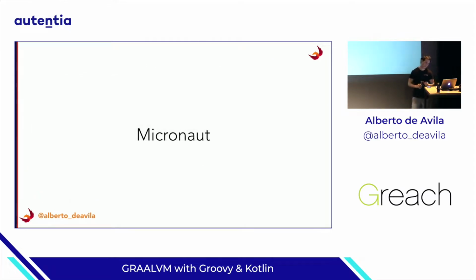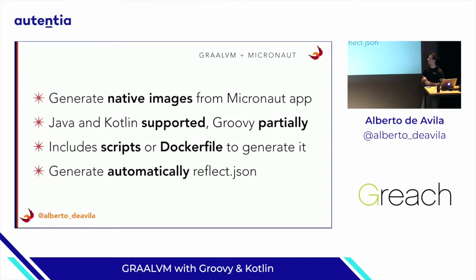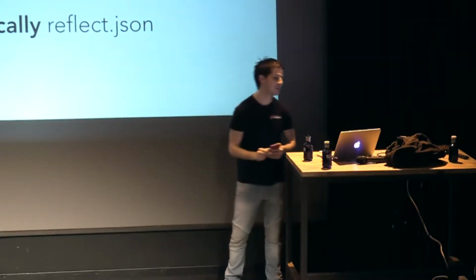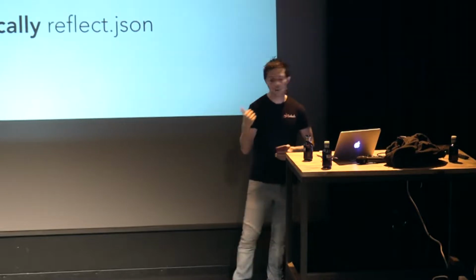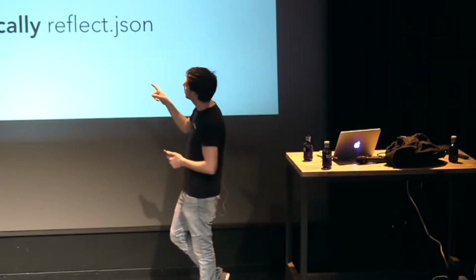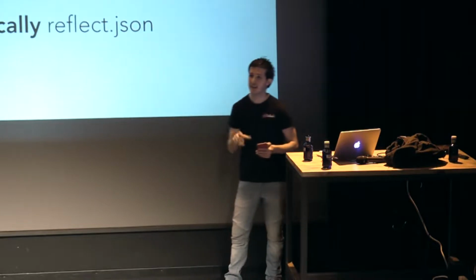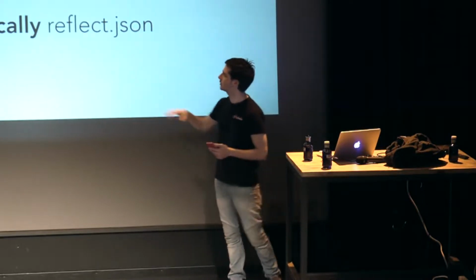And another cool thing, using Micronaut with GraalVM. You can generate native images from Micronaut. But be careful, because only Java and Kotlin are fully supported. Groovy is only partially supported, so be careful. Micronaut includes a script and a Dockerfile to generate the image. I think that in the latest version it only includes the Dockerfile.